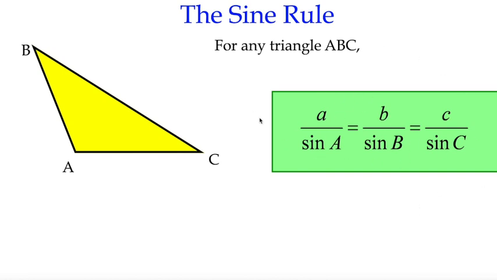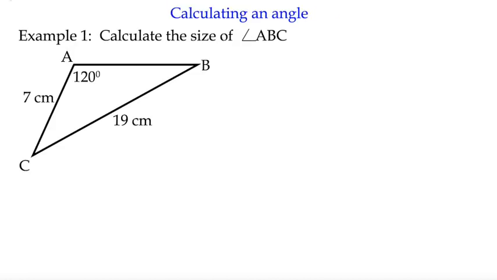The letters of course are dependent on the letters we write around the triangle, and lowercase letters mean the lengths of sides, capital letters mean the sizes of the angles at those vertices. So let's have a look at the first example. It says calculate the size of angle ABC.